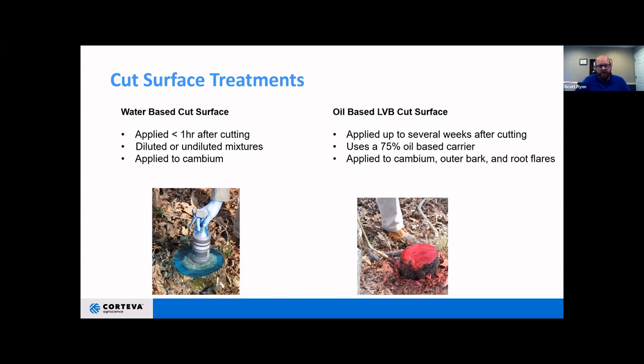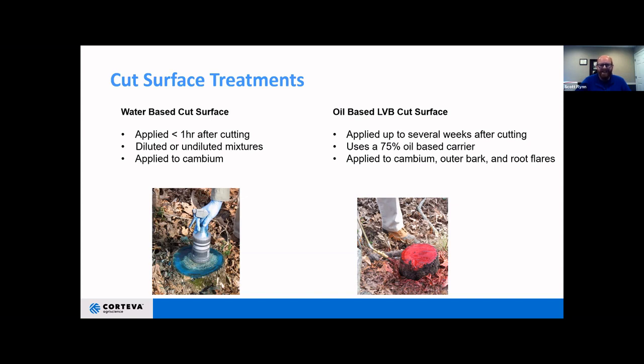One of the things about water-based treatments, again, is that it needs to be done immediately. Minutes count on these. So you cut them, and try to treat them immediately. Now we get into oil-based low-volume basal cut surface. We can apply that for maybe several days, even several weeks after cutting that stump. And we're using that recipe I talked about earlier, the 75% oil-based carrier with something like Garlon 4 Ultra or Remedy Ultra as the base. And again, it is applied to that cambium layer.